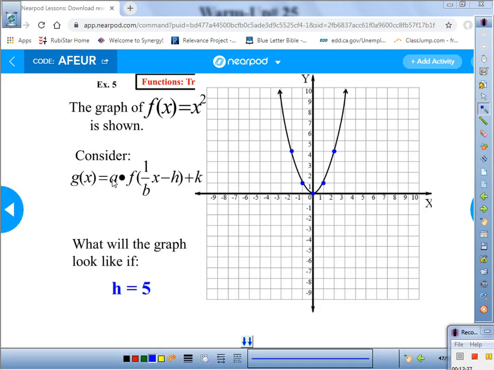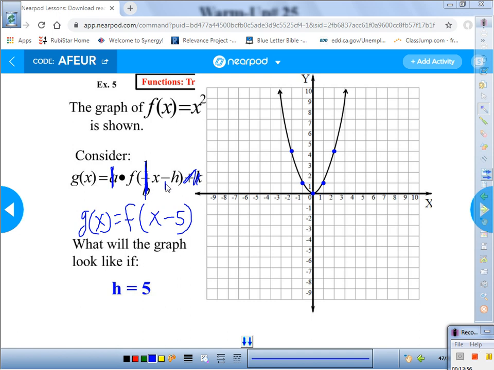Do they give us A? So it's a 1. Do they give us B? So this is a 1. Do they give us H? Yes. K? No. So my rule would be G of X equals F of X minus 5. Why minus? Because it's in here in the formula. However, I substituted which value? Positive 5. That means this is going to move to what spot? Positive 5.